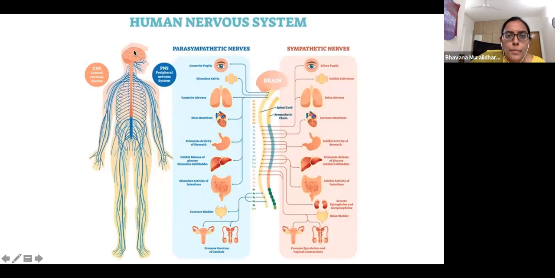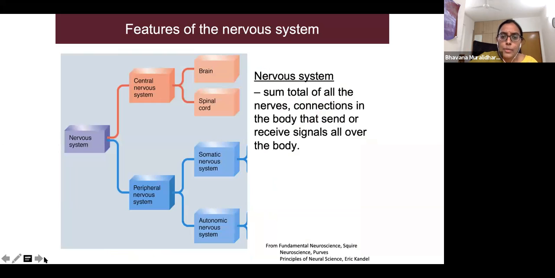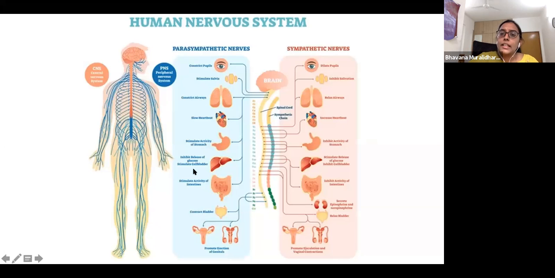peach colored here. So basically the brain and the spinal cord are all the central nervous system, whereas the peripheral nervous system is all the nerves which go from the brain and the spinal cord to the body and come back from the body to the brain and the spinal cord. And this consists of the somatic and the autonomic nervous system. The autonomic controls all your involuntary mechanisms, like breathing, heart rate, peristaltic activity, and all of that. So this is the sum total of the entire nervous system.